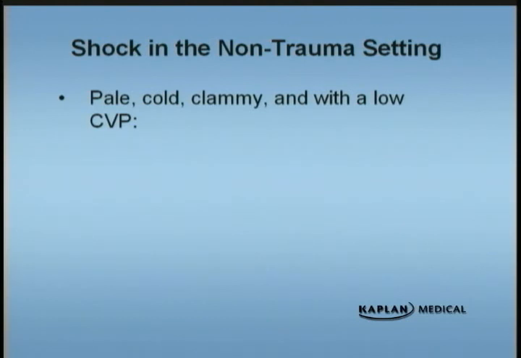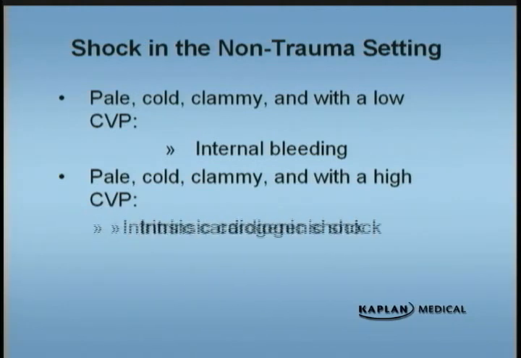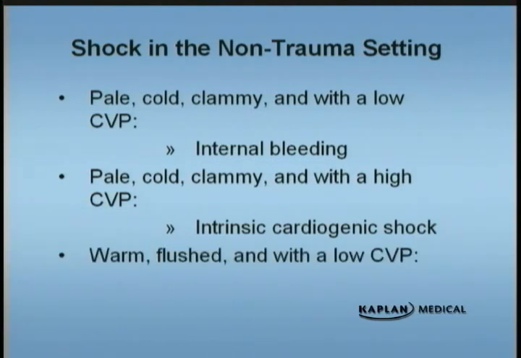Let me repeat this. We're going to cut away from my face now to words on a screen. Shock not associated with trauma. Okay, so shock in the non-trauma setting. If the patient is pale, cold, clammy, with a low CVP in that setting, it is internal bleeding. But if the patient is pale, cold, clammy, and with a high CVP in that setting, it is intrinsic cardiogenic shock. But on the other hand, if he's warm and flushed with a low CVP, then it is vasomotor shock.